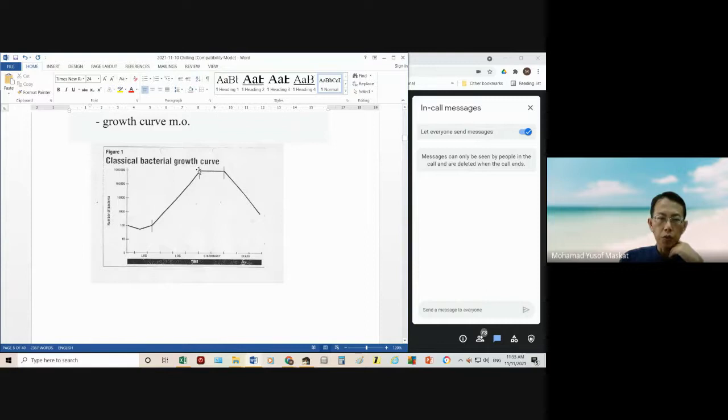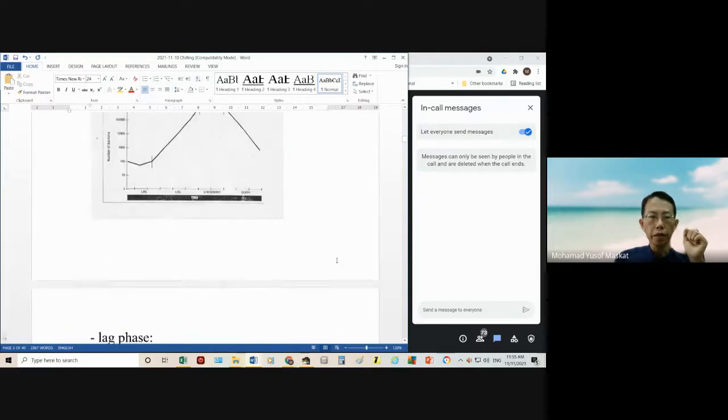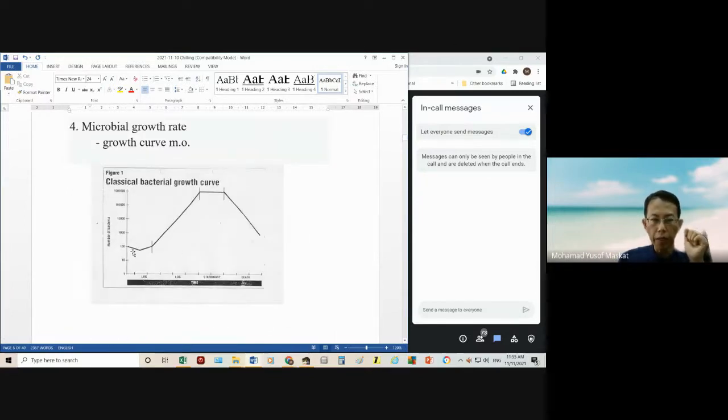Because at this point in time, the nutrients have depleted, and it has also started to produce toxins that make the situation less ideal for growth. That's why it is leveling off. And remember, at any point of this, there will be bacteria, microorganisms that will die off, and new bacteria will grow. So what we see here is the net effect. It doesn't mean that during this exponential phase, there are no bacterial deaths. There are.